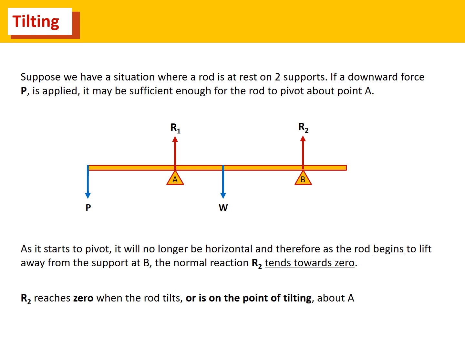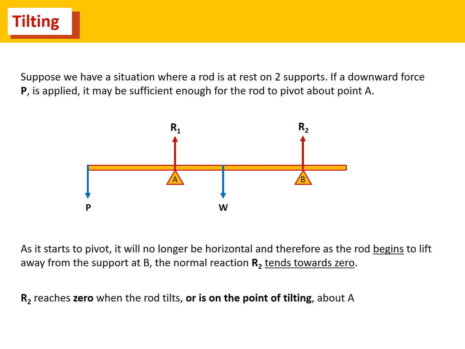If you have a look at the left-hand side of the rod, what we're suggesting is we're going to be applying a downward force P, which is going to force the rod or plank to rotate or tilt. So it's going to rotate about pivot A. So that's going to head downwards. This is going to want to come upwards. So in actual fact, the plank is going to leave the support at B. And as it starts to leave the support at B, then R2 tends to 0.